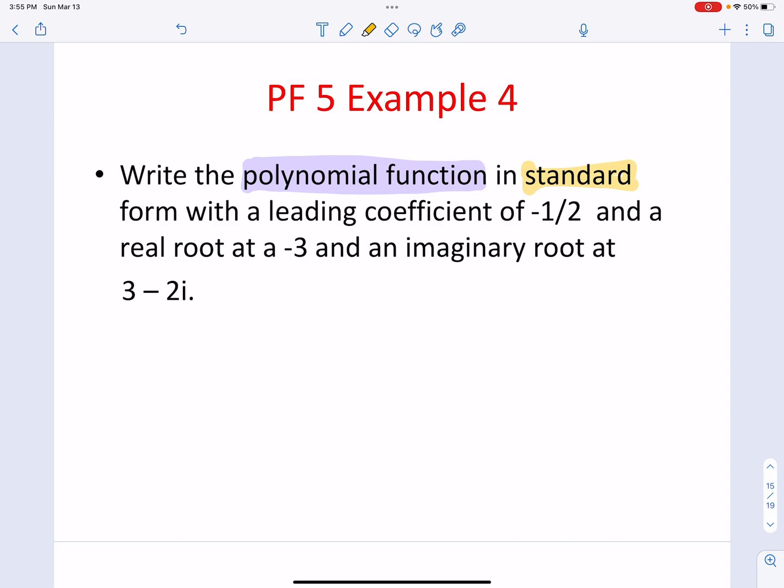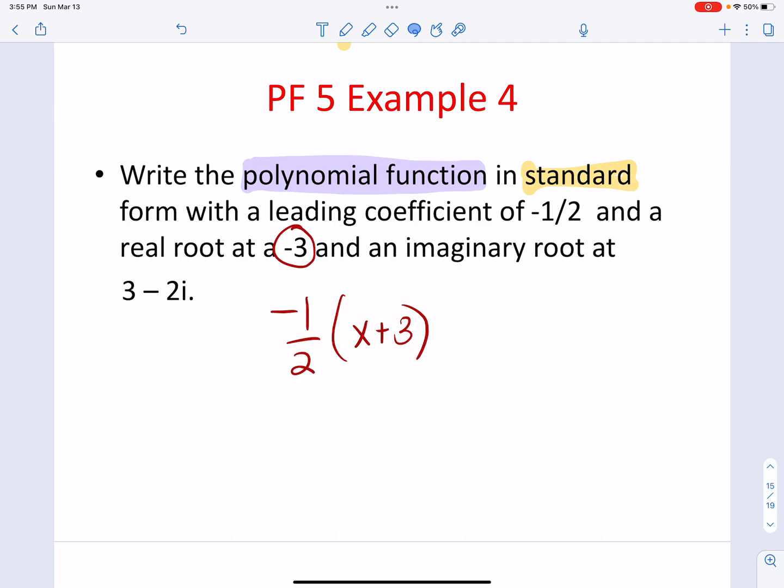I know I have a leading coefficient of -1/2, and I have a real root at -3, so that's going to be an x plus 3. And then I have an imaginary root at 3 minus 2i. I'm going to move this up a little bit because I'm going to need a lot of room for this problem.